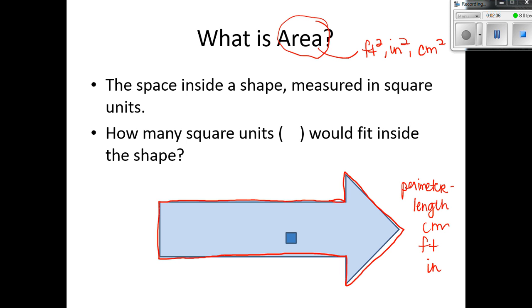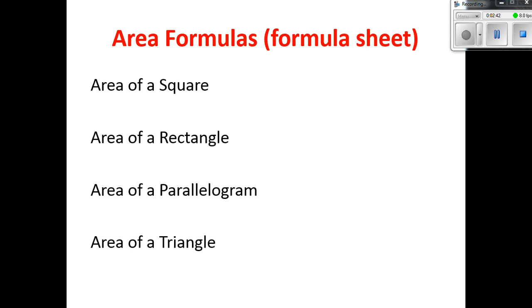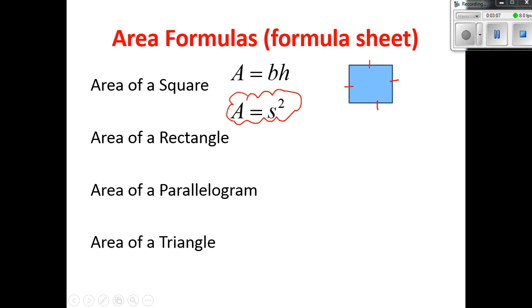Okay, so let's go ahead and talk about a few areas that you're going to put on your formula sheet, and you probably already know these. Okay, so here's a square. The area of a square is base times height. But what we know about a square is that all the sides are the same. So if all the sides are the same, I can really say area is side times side. And side times side is side squared. So this is the formula that you could use for a square, knowing that all the sides are the same.